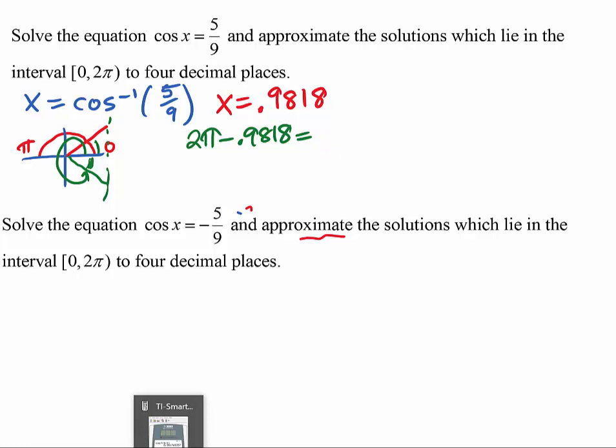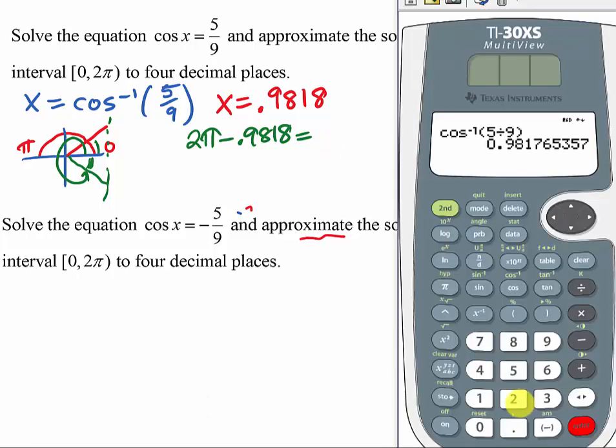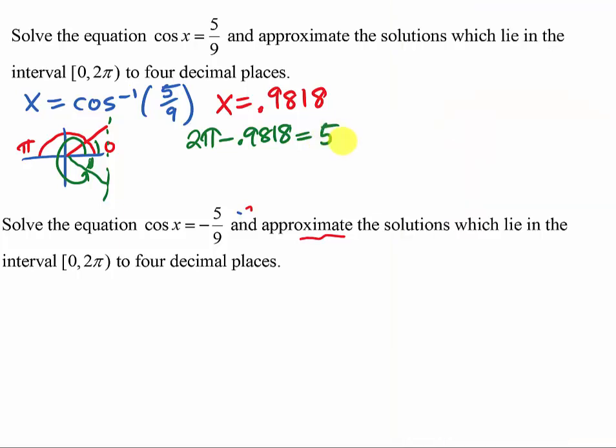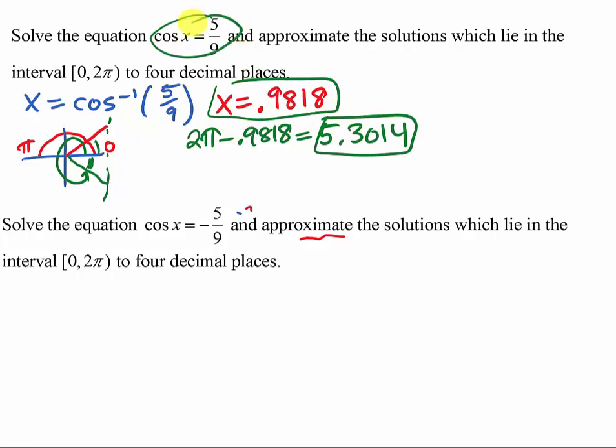Now I've already got that value in my calculator, so I'm going to do 2 pi minus that answer, which is that other angle, and I get 5.3014. So here are my two solutions of this equation on the interval from 0 to 2 pi.